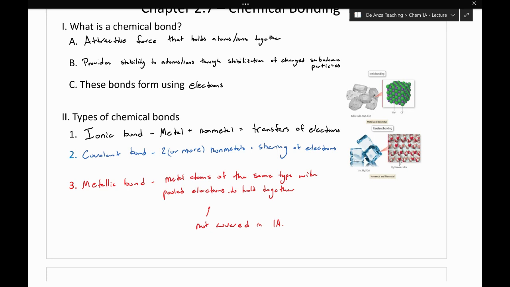And so in the next few videos, we're going to discuss each of these different types of bonds, ionic and covalent, and then how we can name and determine the formula or the structure of compounds that make an ionic bond or compounds that make a covalent bond.